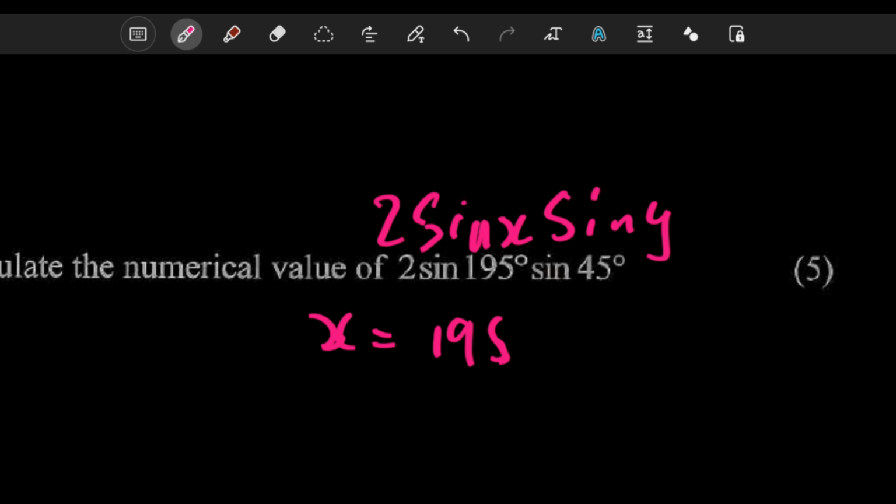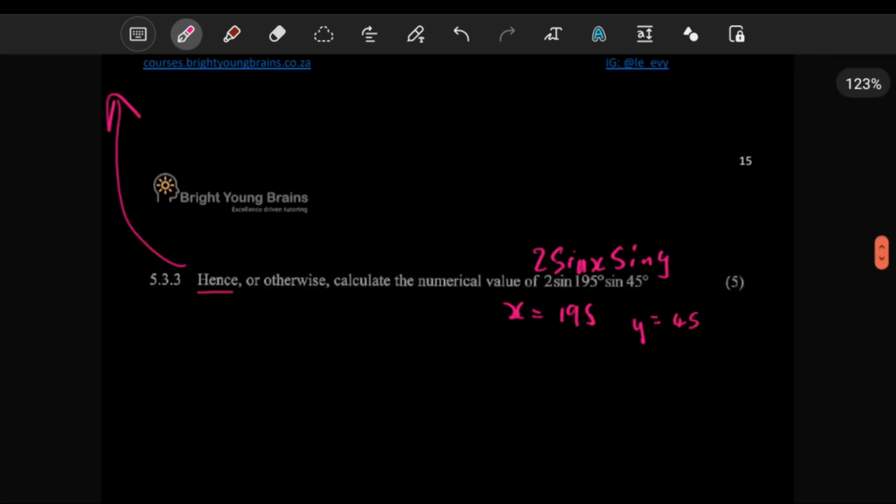So just by inspection, you can see that x is 195, y is 45. By inspection we just mean you are seeing it. Where this is, there's a 195. Where this is, there's a 45. So obviously what we now know is 2 sine 195, sine 45.